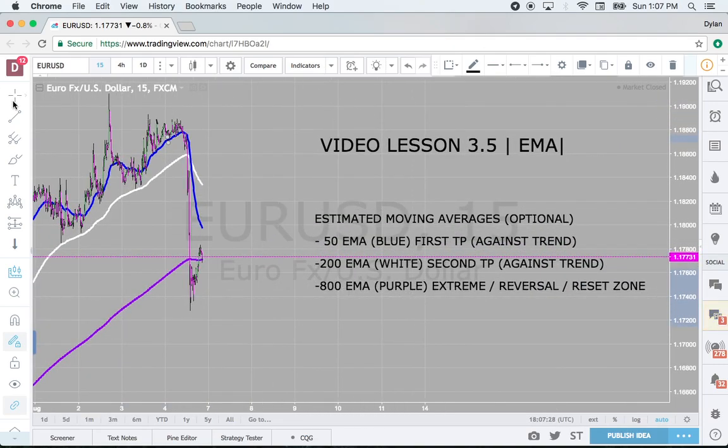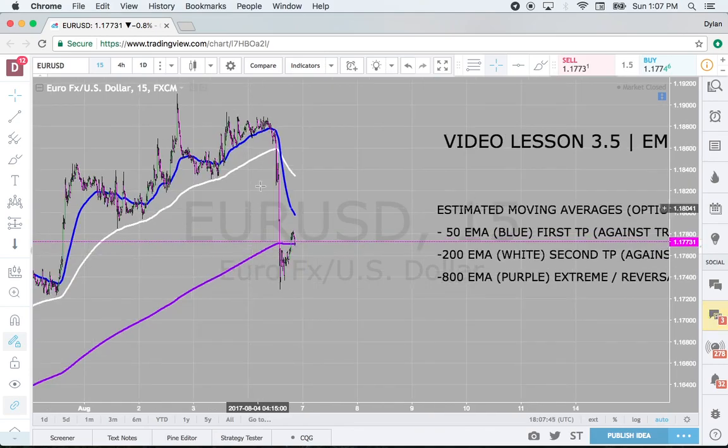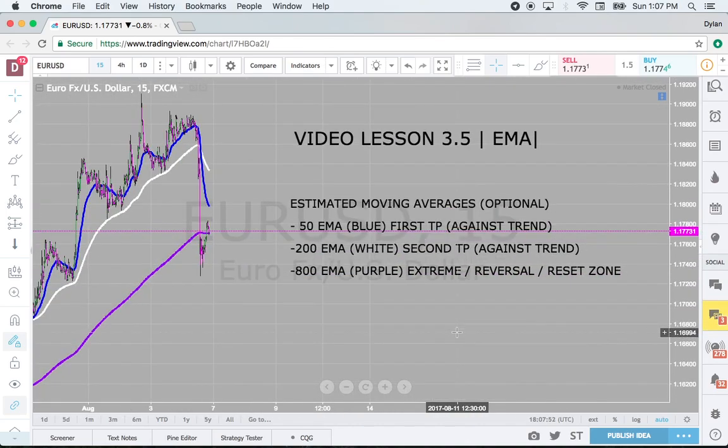And before I go any further, after discussing our next, 800 EMA, I will be explaining how to get them on your charts, because I'm sure there are a few people that do not understand how I obtained these bad boys. So the 800 EMA is an extreme. It is the reversal or reset zone.